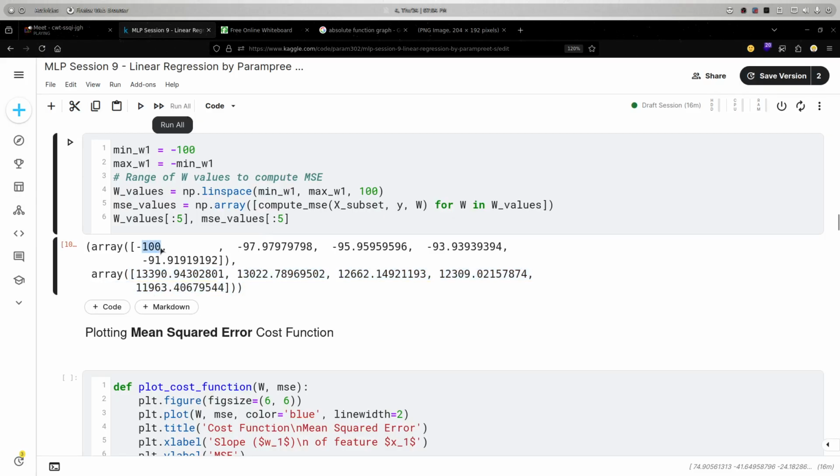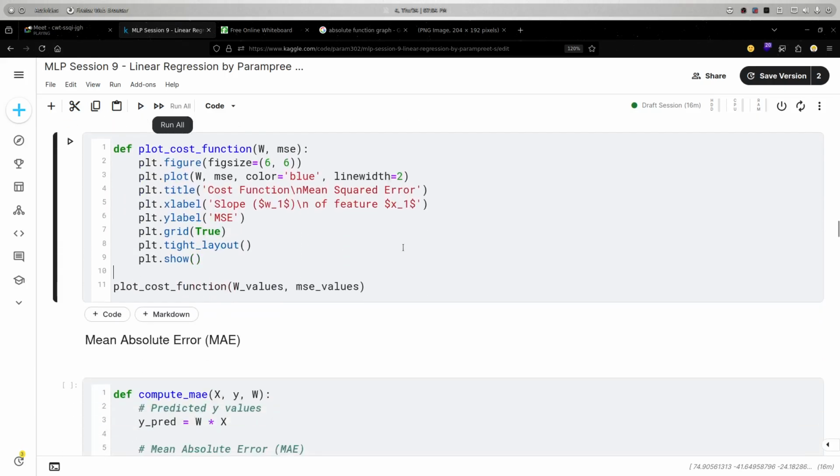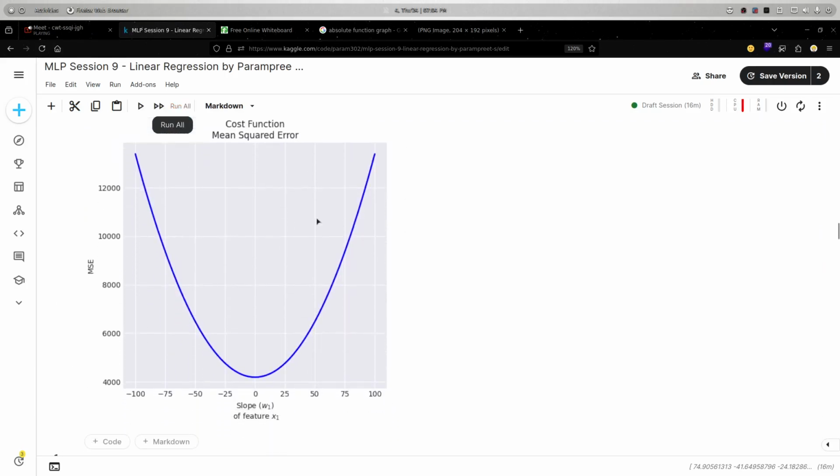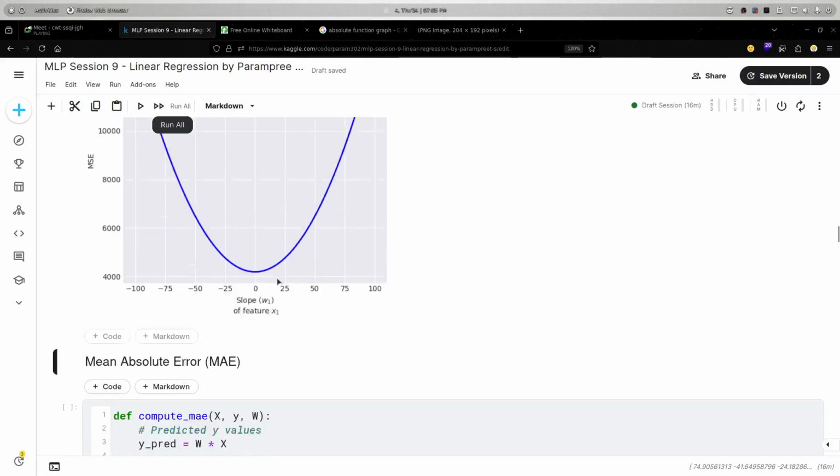Like if we input -100 as the w, we'll get this error. If we input -97, we'll get this error, and so on and so forth. Now I'm plotting this cost function. Here you can see the plot of the mean squared error, and on the x-axis we have the slope, or w1, which is the weight of the feature x1. I'm only considering one feature as of now, and here we have the MSE, the mean squared error, plotted on the y-axis. So this is the parabola which we have.